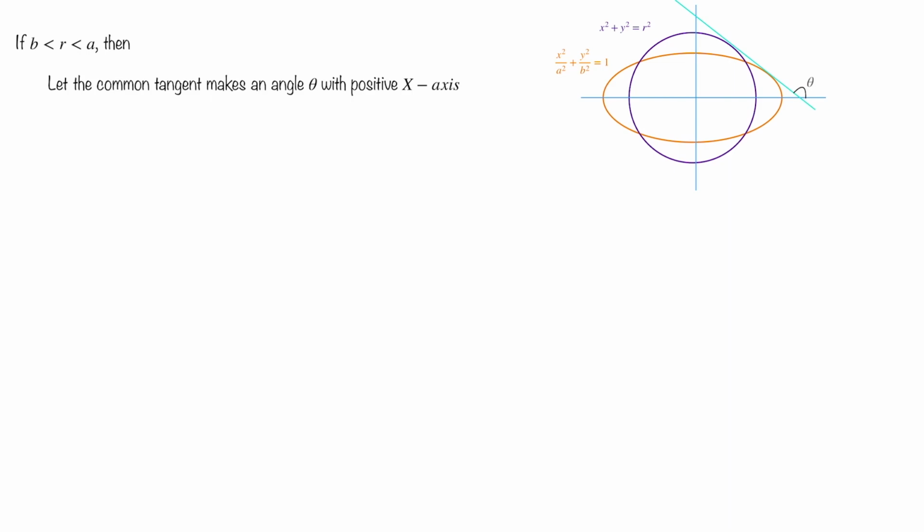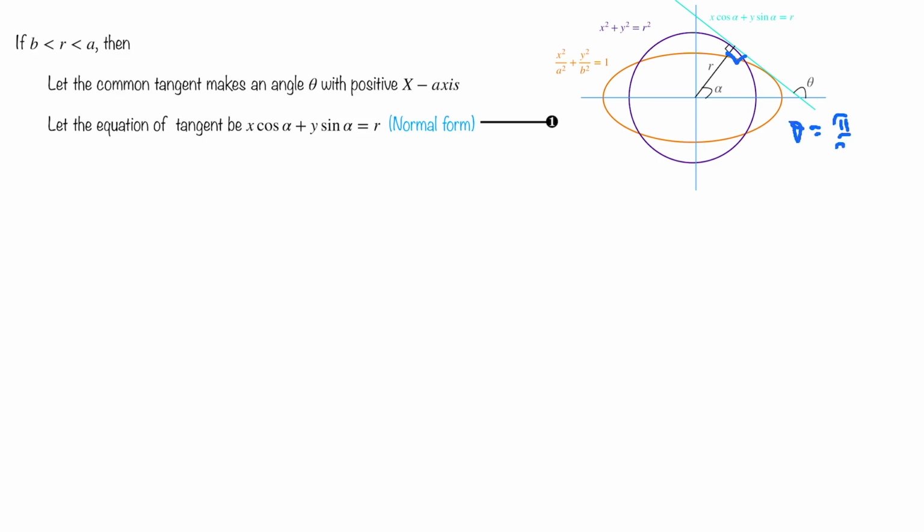Now let us take this common tangent equation in normal form. Let the equation of the tangent be x cos alpha plus y sin alpha equal to r. Here r is the length of the perpendicular from 0, 0 to this line, and alpha is the angle that this perpendicular makes with the positive x-axis. What should be the connection between this theta and alpha? Since we have a right angle here, theta must be equal to pi by 2 plus alpha.